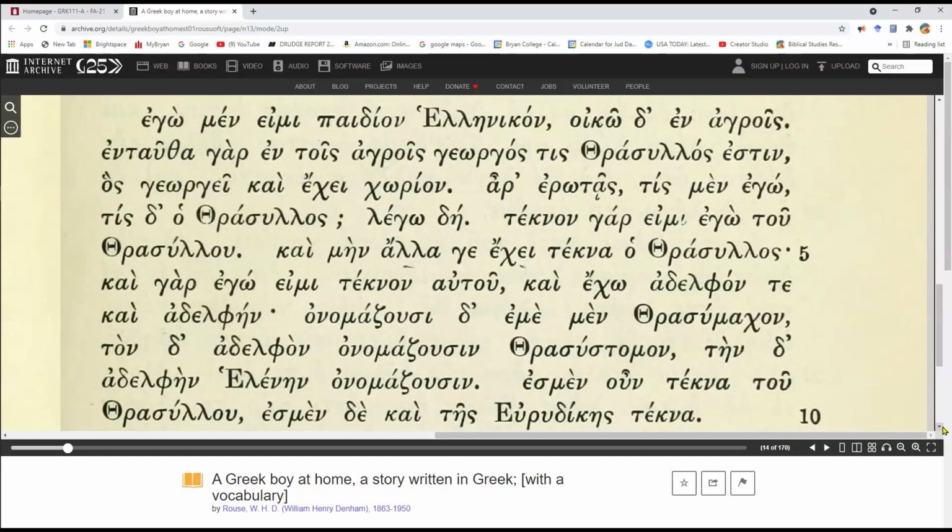For even I am his son, and I have a brother and a sister, and they name me. I wonder where we got the word me from. We got it from Greek. They name me Bold Battler, and my brother they named Bold Talker, and my sister, of course, they named Helen. And we are the children of Throsalos, and we are also children of Eurydice. So that's what we need to master by Wednesday.